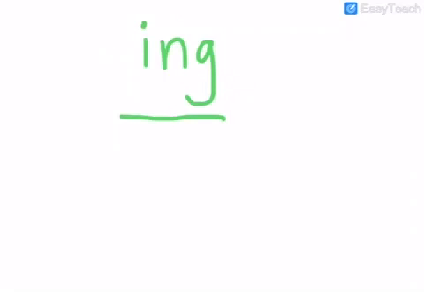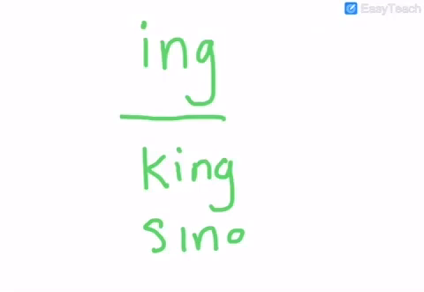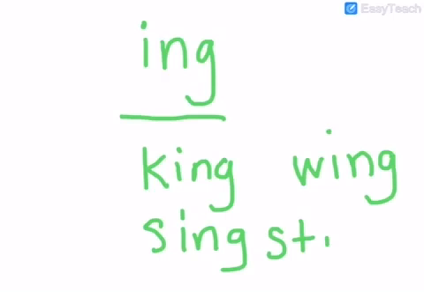So, what kinds of words do we see this in? Well, we see it in king. We see it in sing. And you can pause the video right here and try to think of some other words that have the ing vowel unit. Maybe you came up with this word, wing. There are all sorts of words that can have this. You can have sting, like a bee sting. And those are just a few.